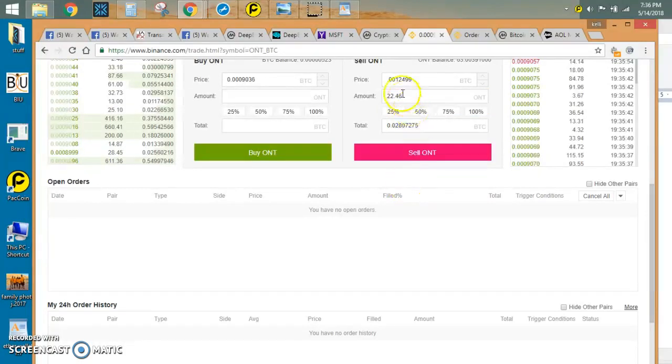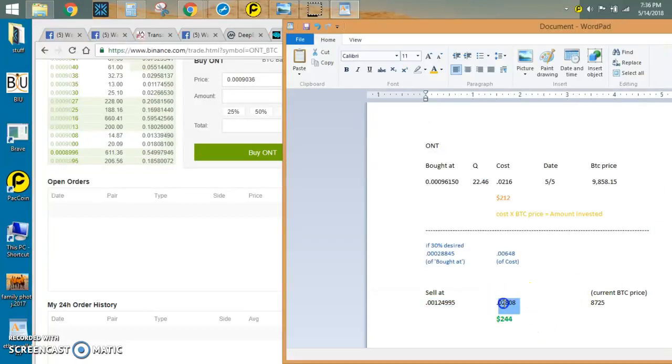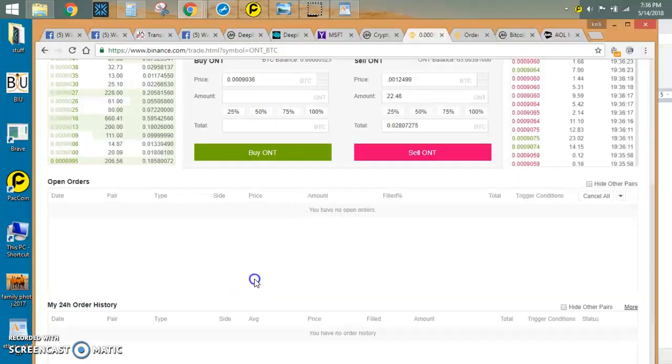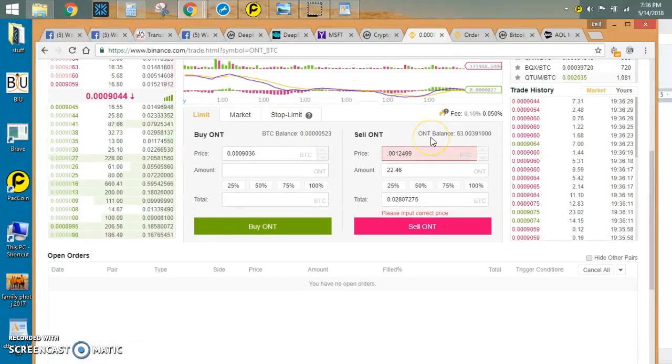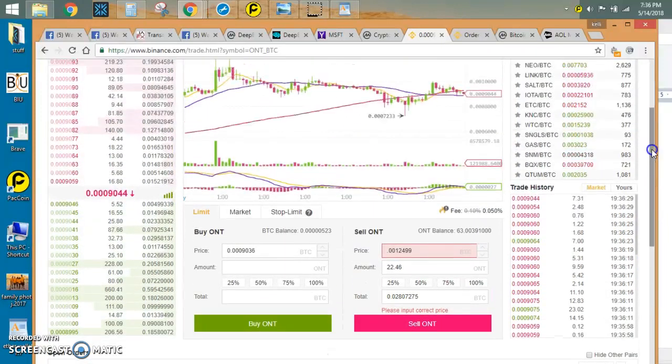So when I put this in here, this is how much I want to sell it at. This is the price point I'm dictating I want to sell it at. This is the number of coins, and it does a calculation for me to tell me how many Bitcoins I'm going to get. And if you notice, it's pretty much exactly what I already calculated, because I took 30% and multiplied it by this, and that's how I got this here. So I'm going to go ahead and click sell. Please input correct price. But I want to get it at that price.